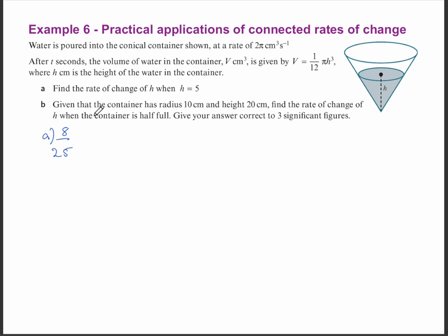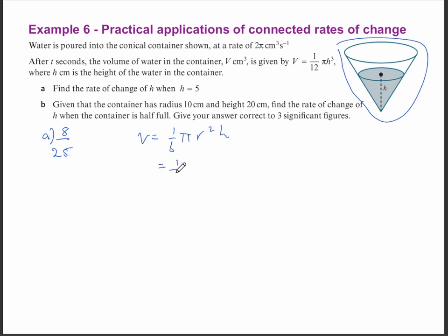The second part: given that the container has a radius of 10 centimeters and a height of 20 centimeters, find the rate of change of the height when the container is half full, and give your answer correct to 3 significant figures. So for this, we need to find the volume when the container is half full. This right here is a cone, and the volume of a cone is equal to 1 over 3 pi r square h.